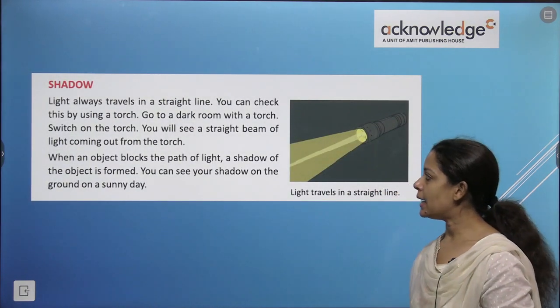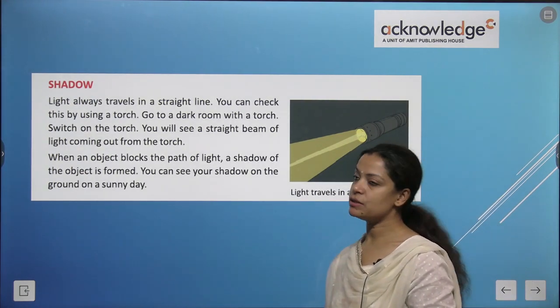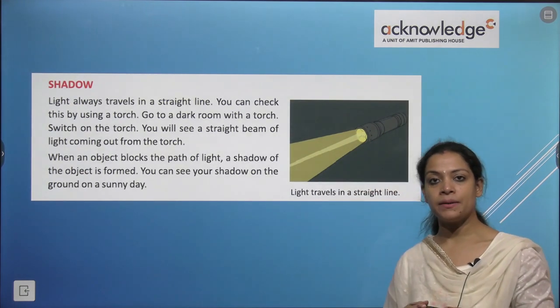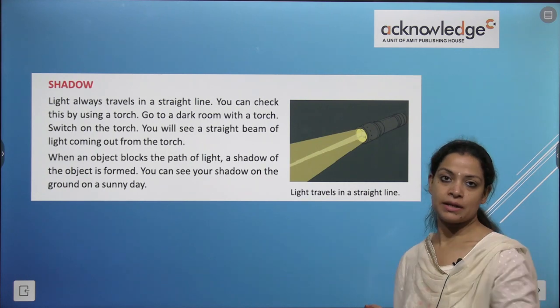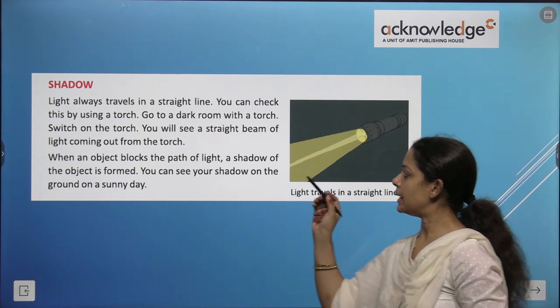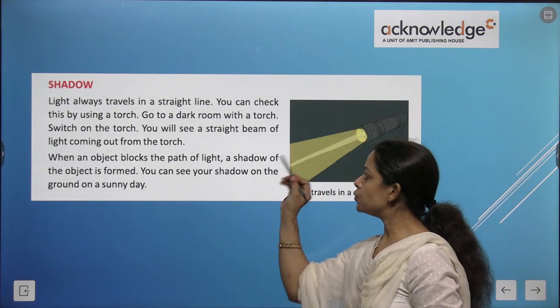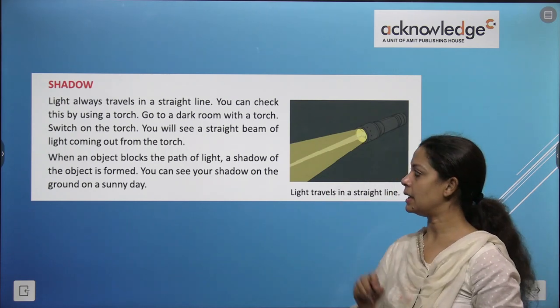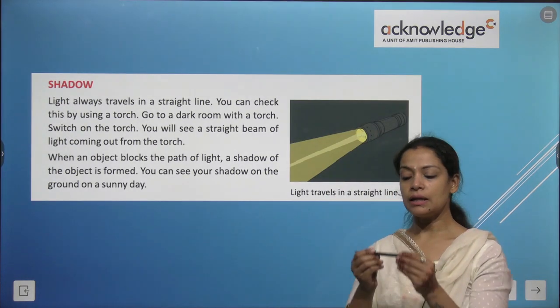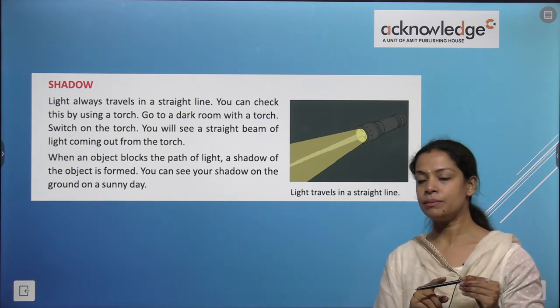Now shadow. Light always travels in a straight line. Correct? You can check this by using a torch. अब आपको अगर ये experiment करना है कि light straight line में travel करता है, so use a torch and throw a beam of light. Go to a dark room with a torch, switch on the torch, you will see a straight beam of light coming out of it. So अगर ये suppose torch है ना, if I turn it on, a straight beam of light will be there.